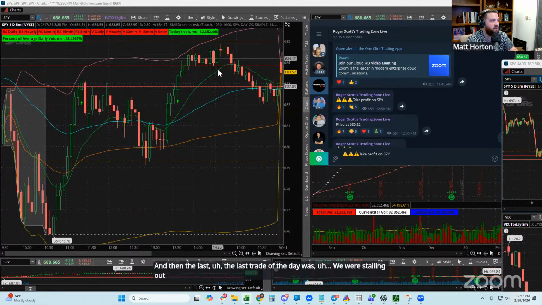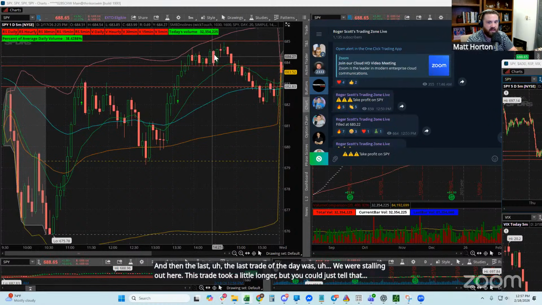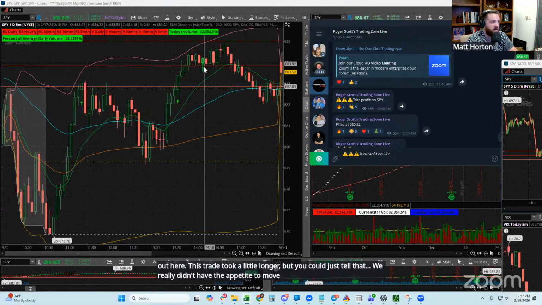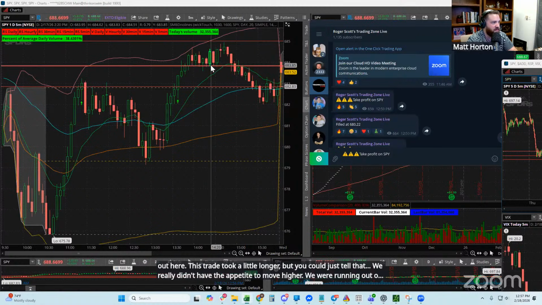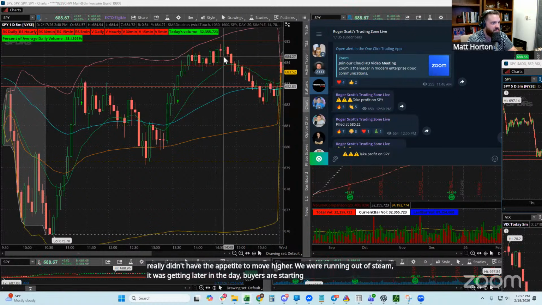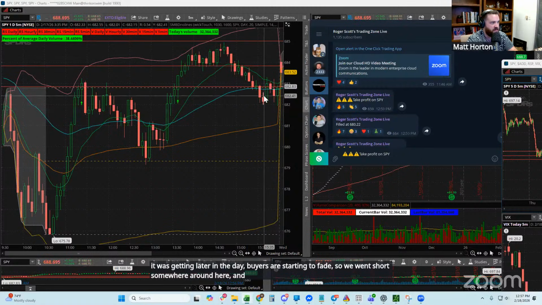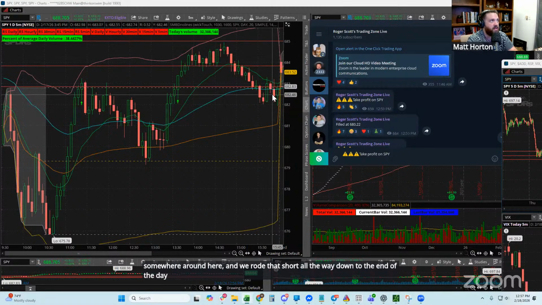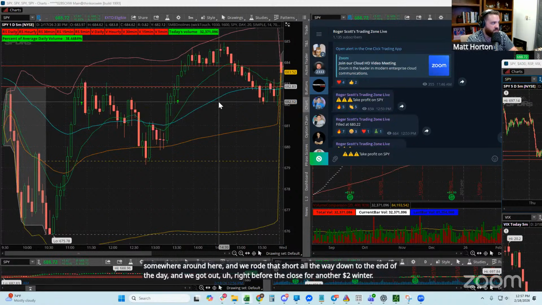And then the last trade of the day was we were stalling out here. This trade took a little longer, but you could just tell that we really didn't have the appetite to move higher. We were running out of steam. It was getting later in the day, buyers were starting to fade. So we went short somewhere around here, and we rode that short all the way down to the end of the day. We got out right before the close for another $2 winner. That was all the trades.